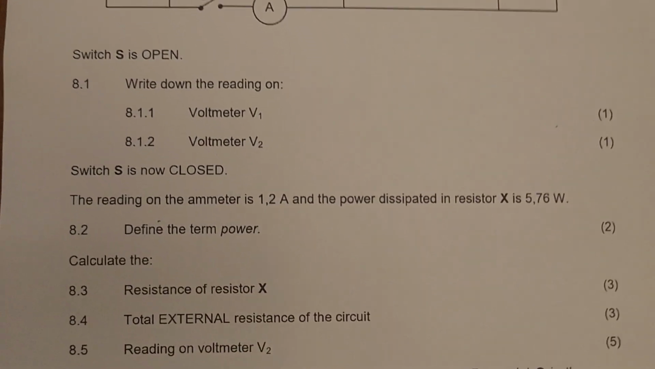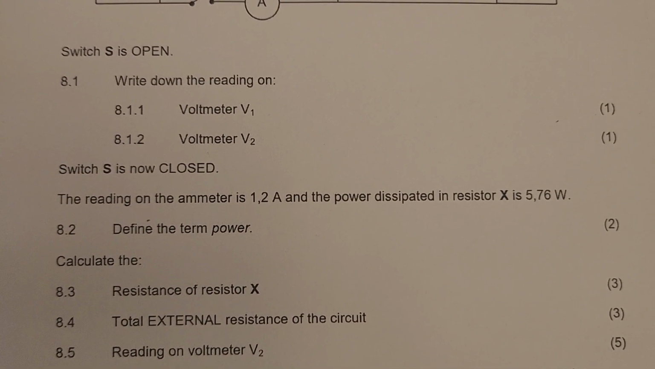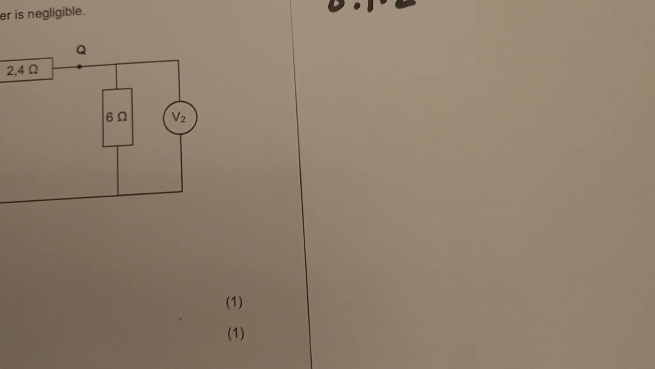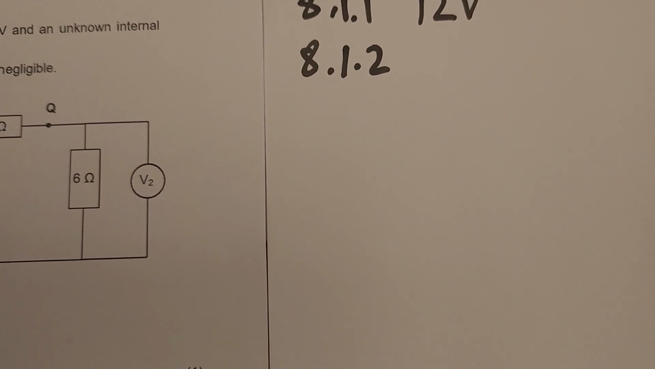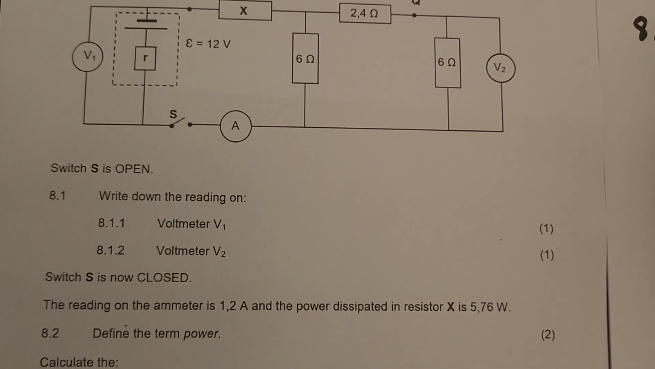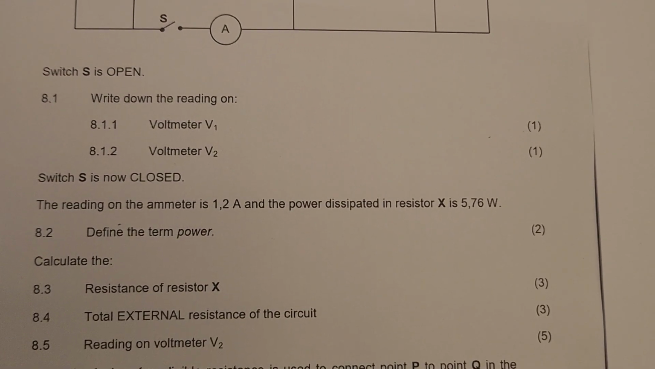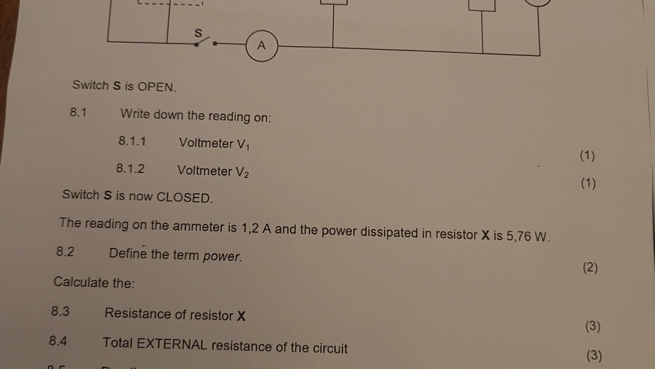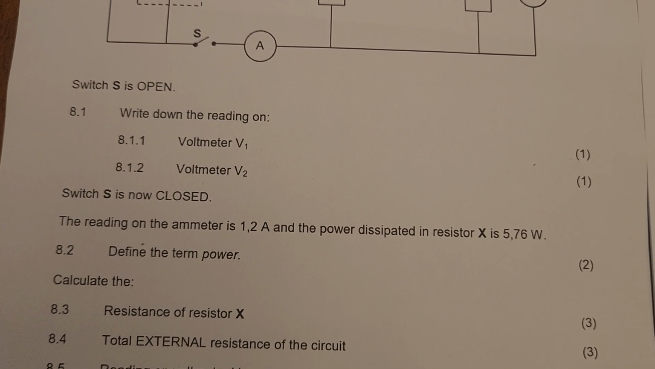And then 8.1.2, they say also write down the reading on V2. V2 is the reading across the 6 ohm resistor. Therefore, if there's no current flowing, V2 will record 0. Now we move to 8.2. The statement before that, they say switch S is now closed, therefore there's a current flowing.